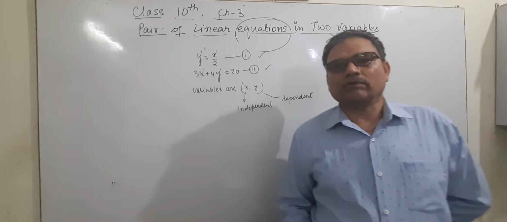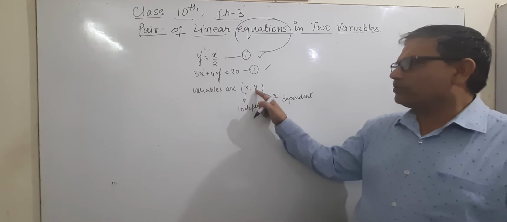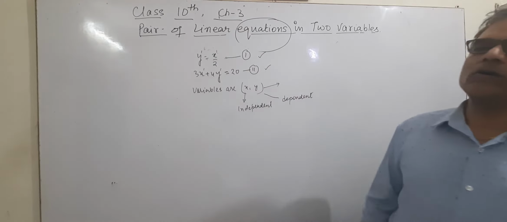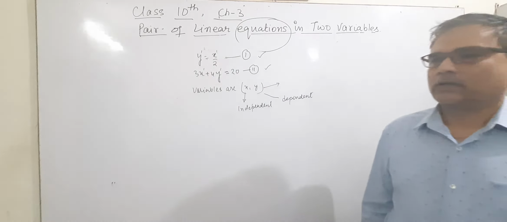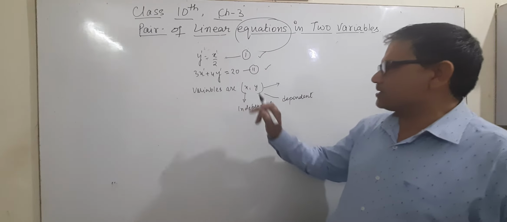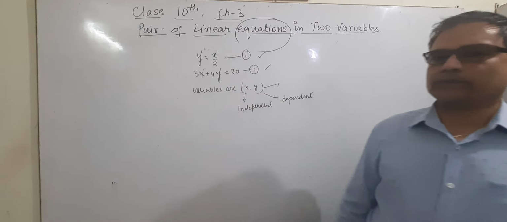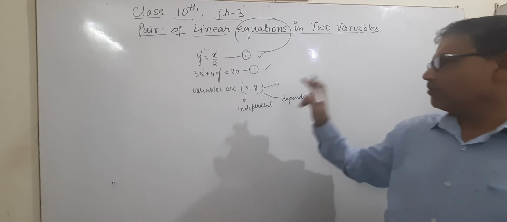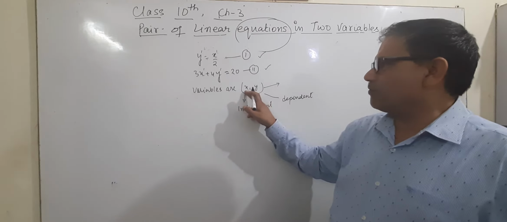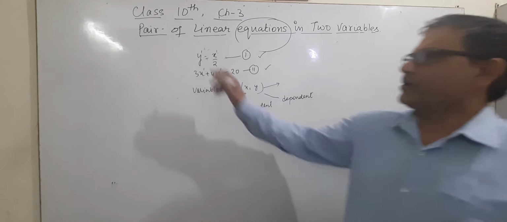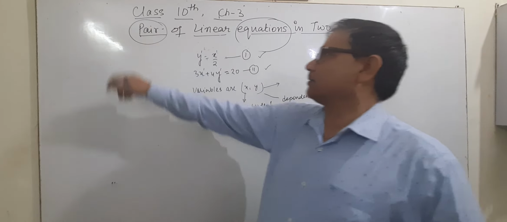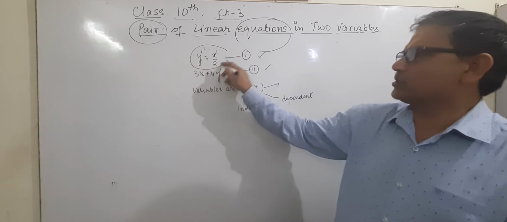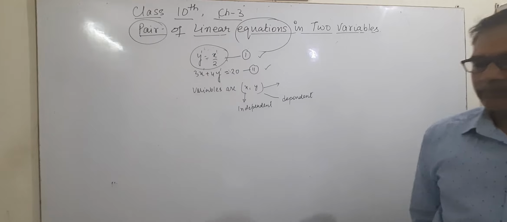In 9th class, when we represent 2 points in order, they are generally called an ordered pair. One is the x-axis, the other is the y-axis. This is the independent value, this is the dependent value, meaning the value of y depends on the value of x. Here we are saying pair. Pair means two equations are there. Therefore, it is called a pair.